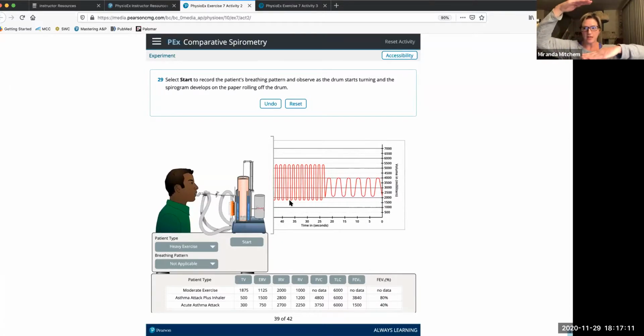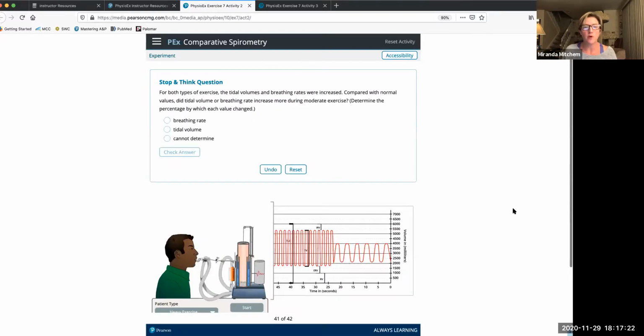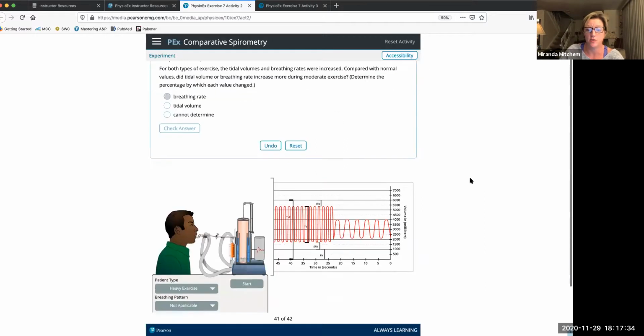So the oscillations are much bigger, but look at the rate. Look how much faster the person is breathing. That is a significant difference there. So for both types of exercise, the tidal volume as well as the rate were increased. Compared with normal values, did the tidal volume or breathing rate increase more during moderate exercise?